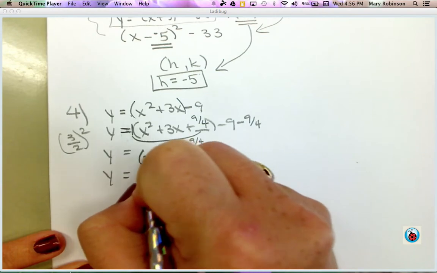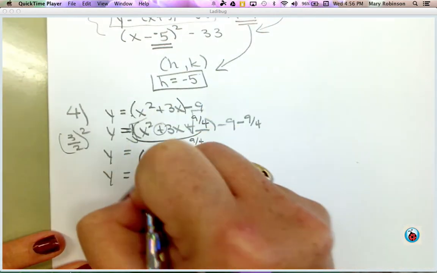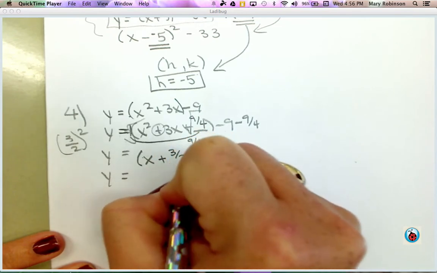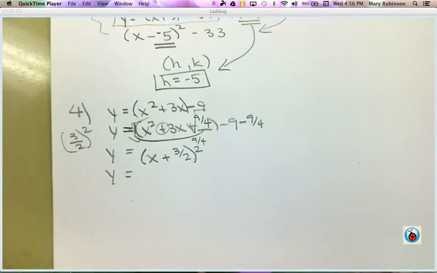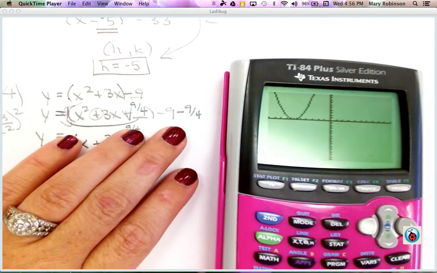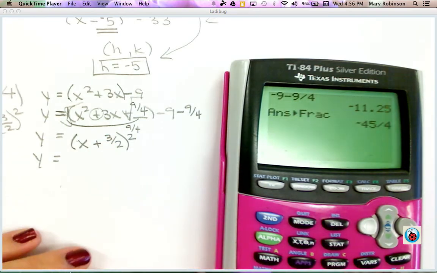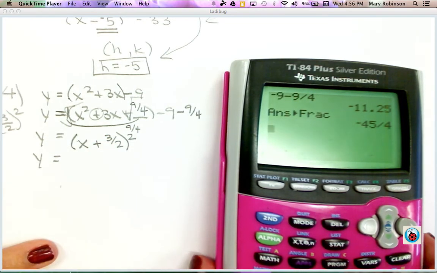Well, now I'm down to my factoring step, so that's just square root, keep your sign a square root. So that's going to give us x plus 3/2 quantity squared. Now to figure out this number, I'm going to pick up my calculator and type in -9 minus 9/4. And I get -45/4.